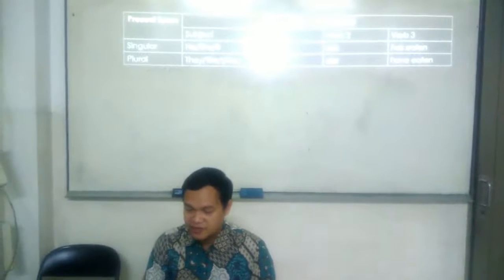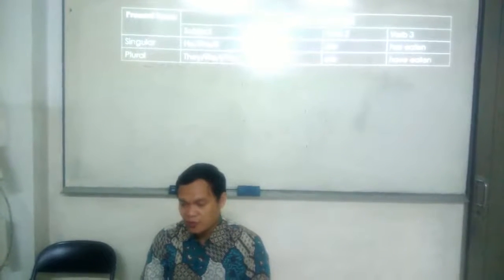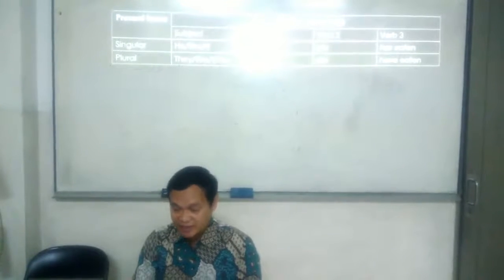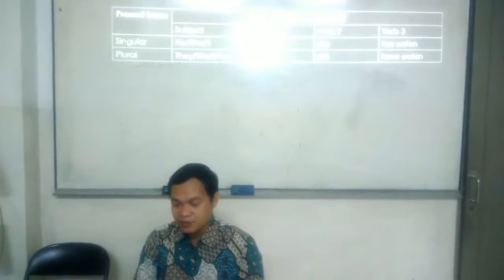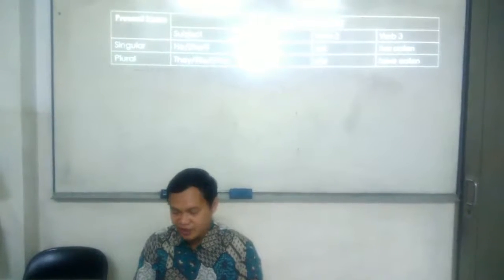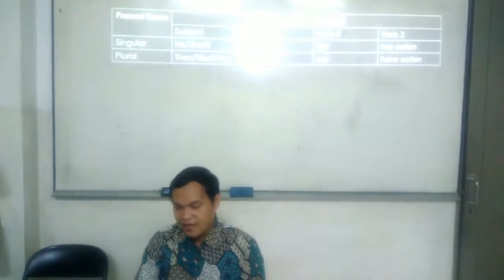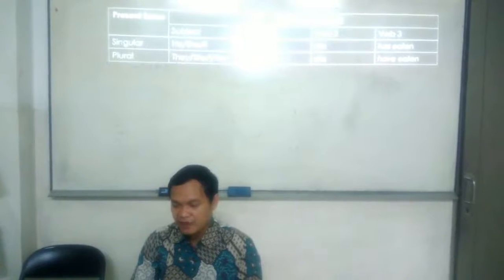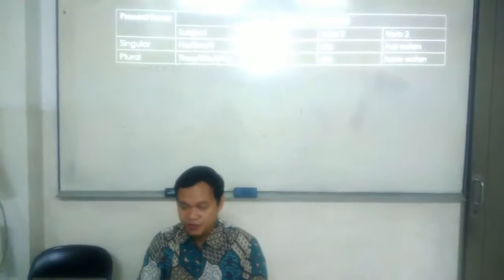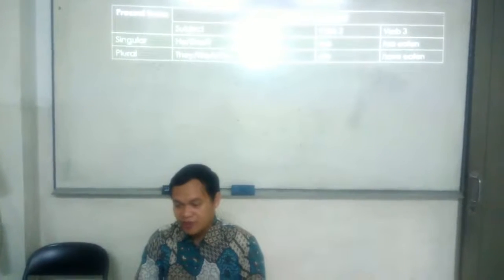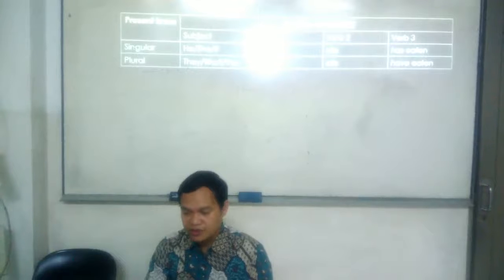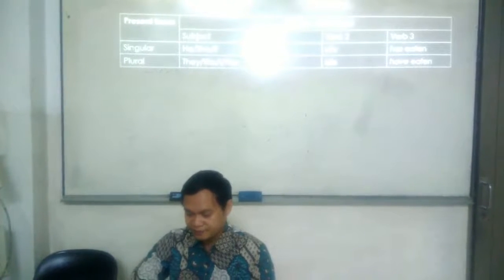Take a look at this verb. Verb 1: he eats, she eats, and it eats. In the plural: they eat, we eat, I eat, and you eat. Okay, kinds of verb. There are three kinds of verb based on the tenses: verb 1, verb 2, and verb 3. We are not going to discuss verb 2 and verb 3. We are just going to discuss verb 1.